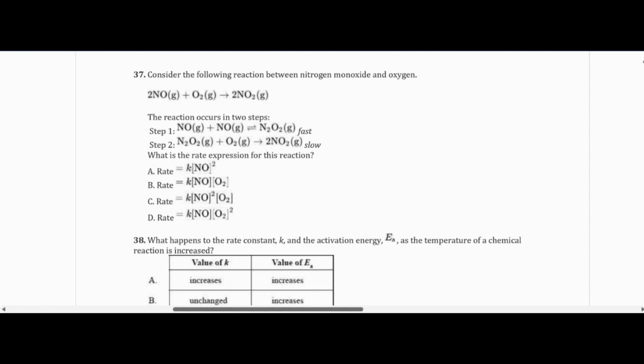37. Consider the following reaction between nitrogen monoxide and oxygen. The reaction occurs in 2 steps. What is the rate expression for this reaction? Okay. Well, we're taking both of these into consideration because the slow step is coming last. So again, the rate equation will contain everything up to and including the rate determining step. So what we'll have is C. We have these two here and this oxygen.